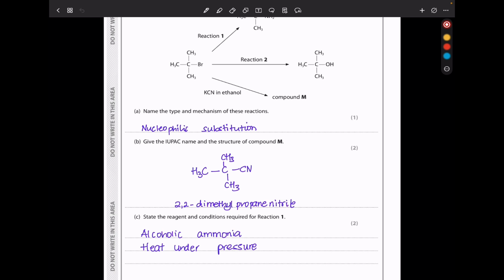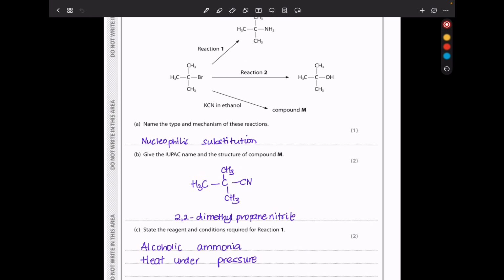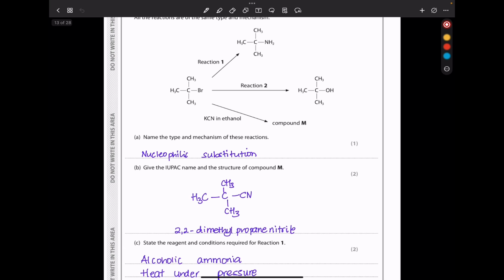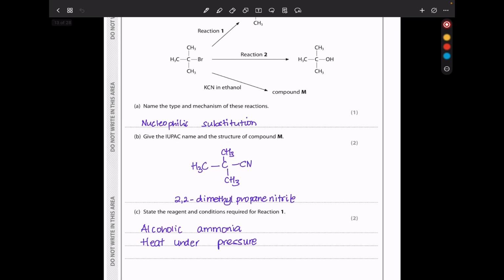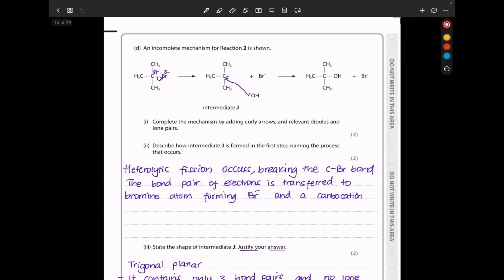Then they say state the reagent and conditions required for reaction 1. Like I said already, we'll need ammonia, but ammonia is a gas. It has to be under pressure or in a sealed tube. So I said alcoholic ammonia, you heat under pressure or heat in a sealed tube. In part D, an incomplete mechanism for reaction 2 is shown. So they say complete the mechanism by adding curly arrows and relevant dipoles and lone pairs.